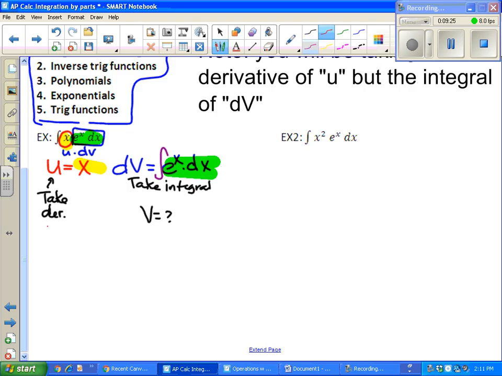Let's find what we need. So du is equal to 1 dx. What is my v? If I have dv, my derivative, how do I work backwards? Well, the integral of e to the x dx is e to the x. So now I actually have four parts that I'm going to have to do something with: a u, a dv, a du, and a v. So I have the derivative and I have the original functions.